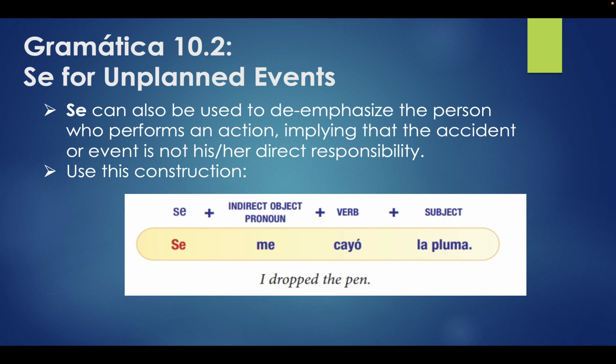Literally, to or for me, the pen dropped, or I dropped the pen. So it's an accident. I dropped the pen, but we use this accidental se expression to clarify that it was an accident. So like, the pen, I dropped. Se me cayó la pluma. In this case, cayó, the verb, agrees with la pluma. It was the pen that dropped, la pluma. And then me, to or for me. So I myself dropped the pen, or the pen dropped to or for me.